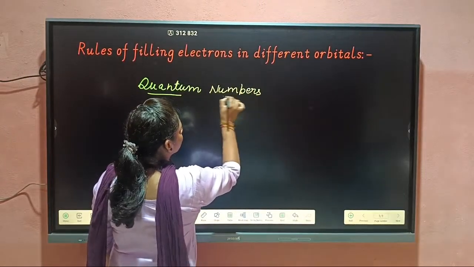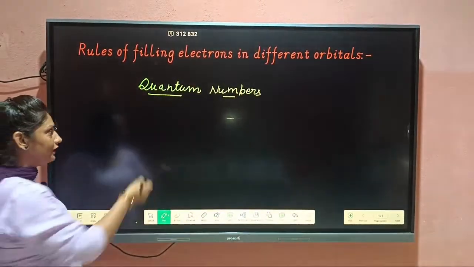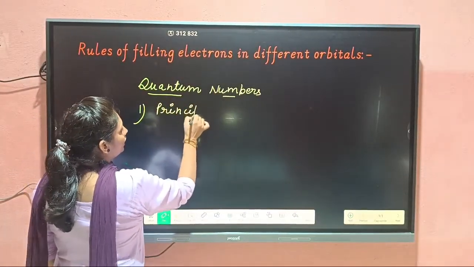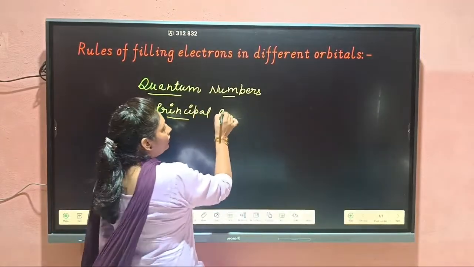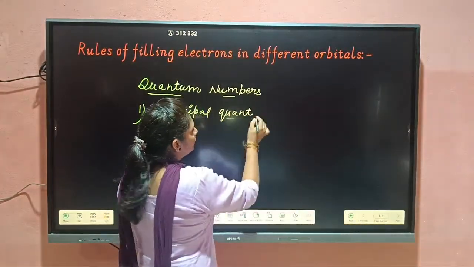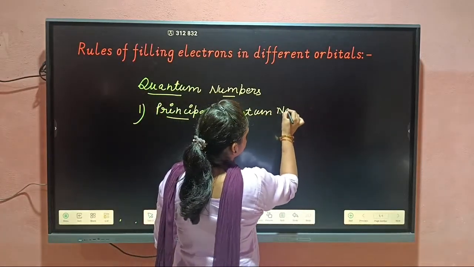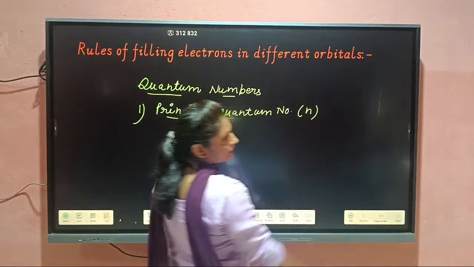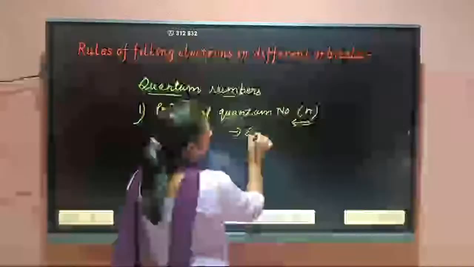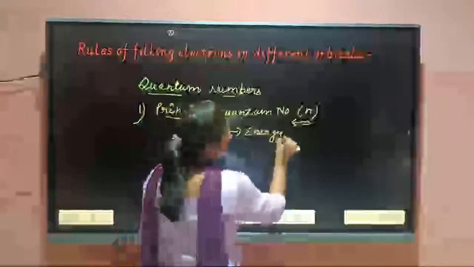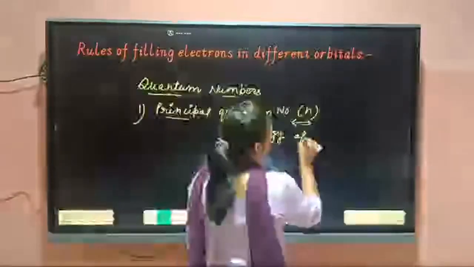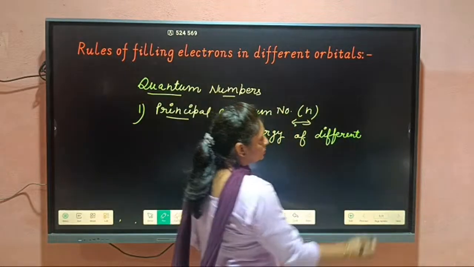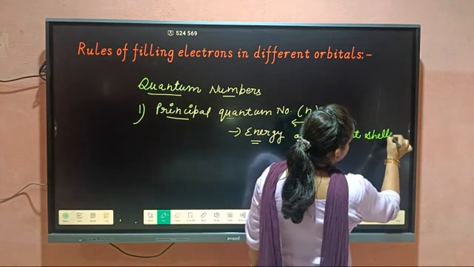So how many types of quantum numbers are there? 4 types. First one was the principal quantum number. How can we denote this? By small n. It tells about the energy of different electrons filled in different shells.